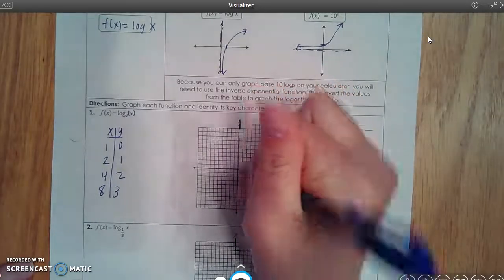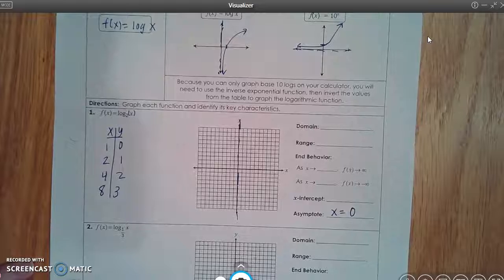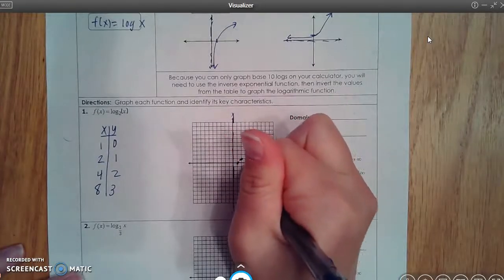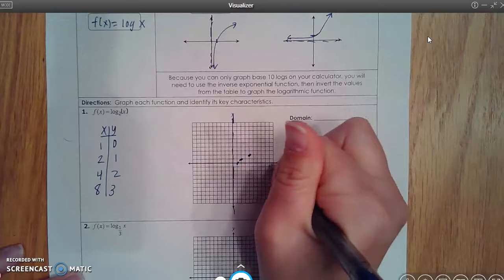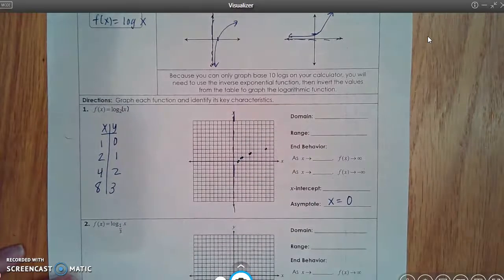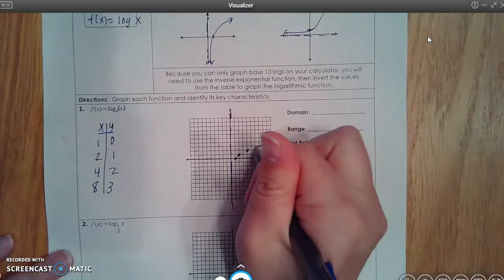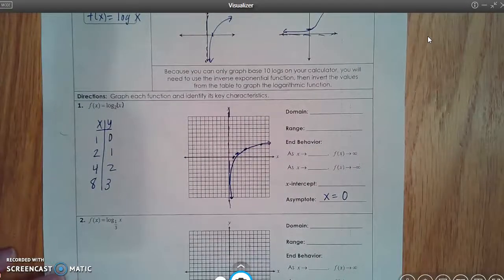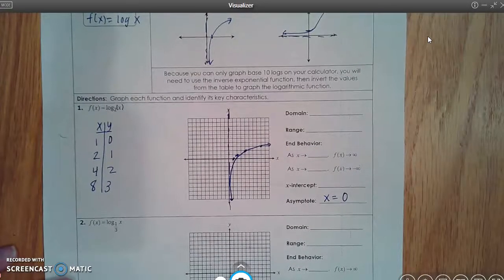My vertical asymptote's at 0, kind of hard to see. We have points at 1, 0, 2, 1, 4, 2, and then 8, 3. You're going to connect your dots, and then you're going to have it go close. Pretend I actually hit all those dots because I can't read it. And then you're going to go close to the asymptote, but you won't touch it.